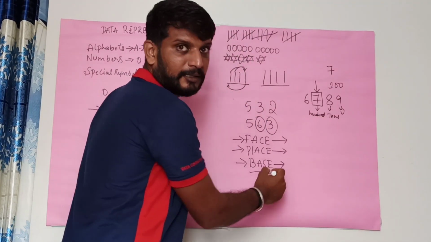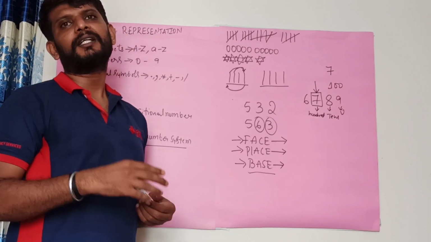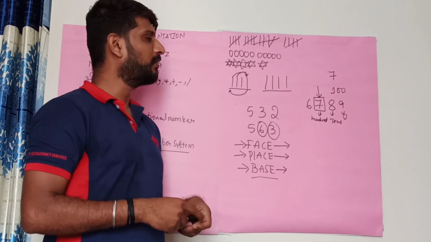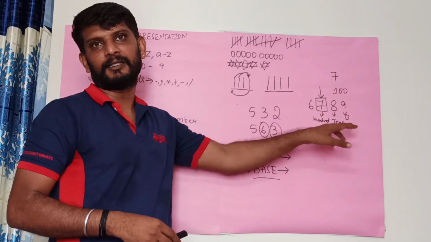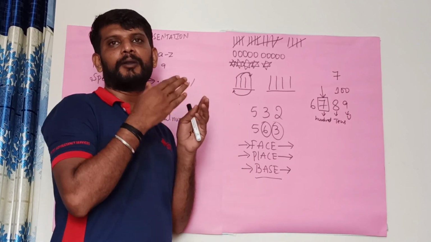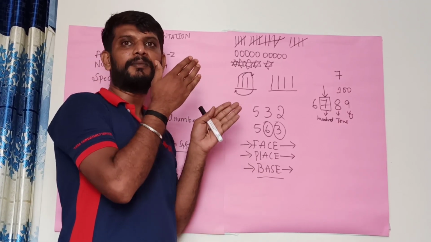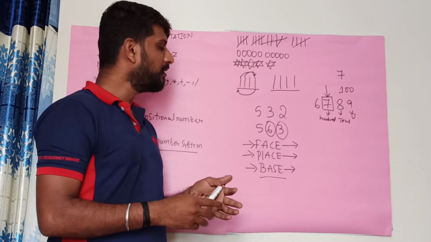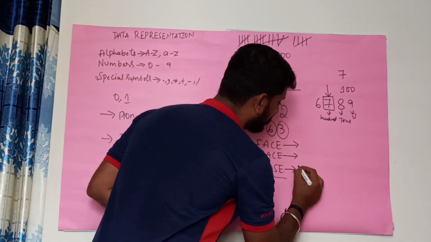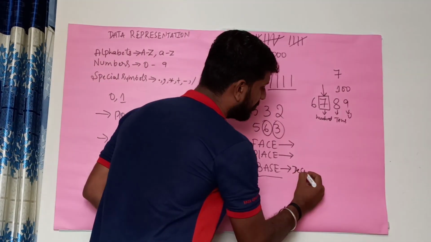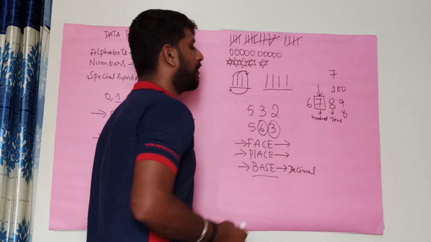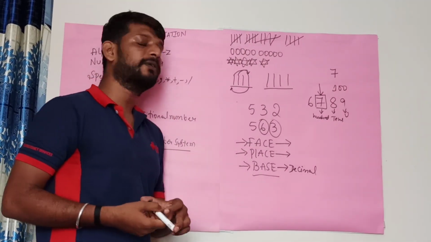And then the base. Base represents what is the number system you are using. So this is the decimal number system. Decimal number system in the sense you are making use of the numbers starting from 0 to 9. So that is nothing but the base. So this is the thing we have to remember.